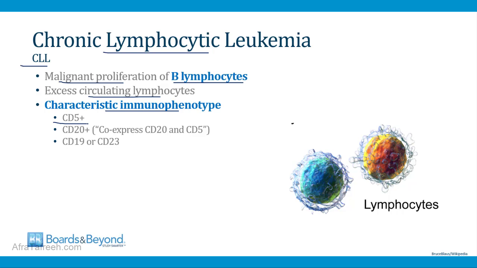But in addition to CD5, they're also positive for traditional B cell markers, including CD20. It's often said that these cells co-express CD20 and CD5, which is very unusual. This is a classic finding in CLL. These cells also express other typical B cell markers like CD19 and CD23.